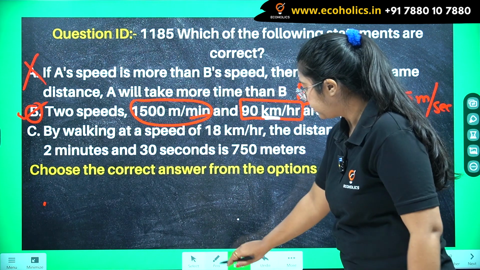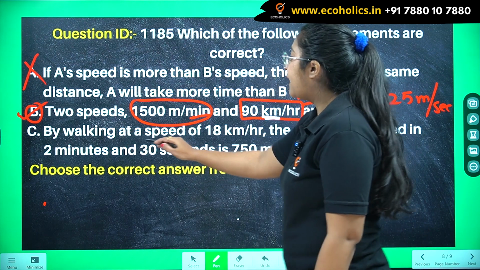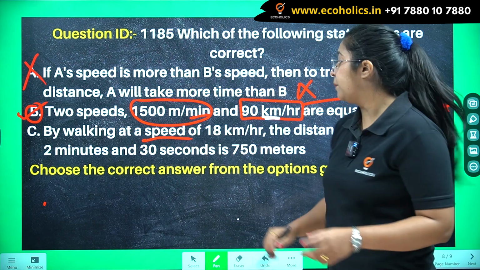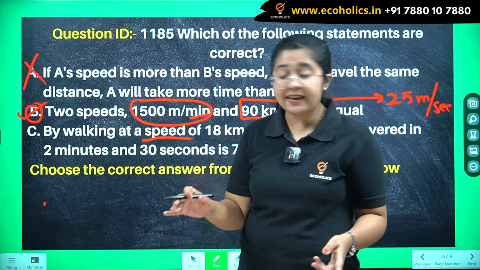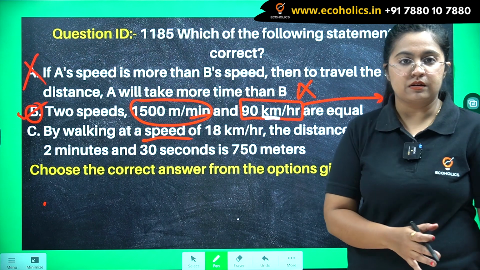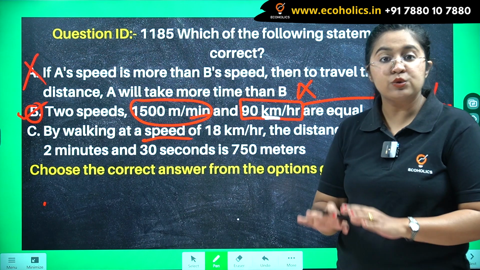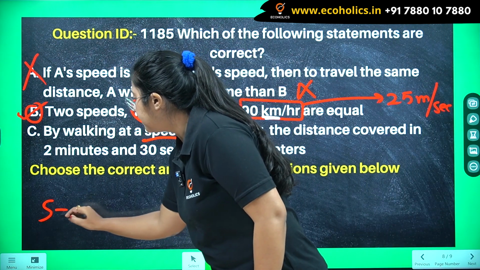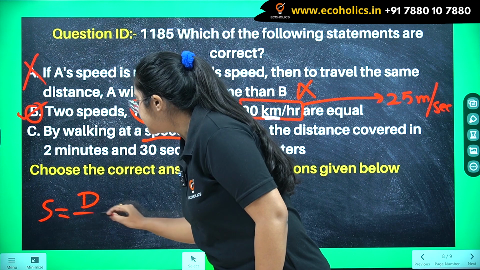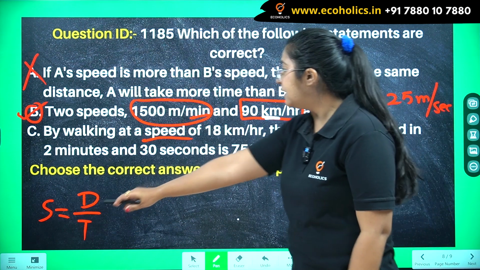All right. The last statement, C, is: by walking at a speed of 18 kilometers per hour, the distance covered in 2 minutes 30 seconds is 750 meters. Okay. Now here they have given speed, distance and time. You just have to equate it. Okay. We all know that speed is equal to distance upon time. Okay. Now what speed is given over here?